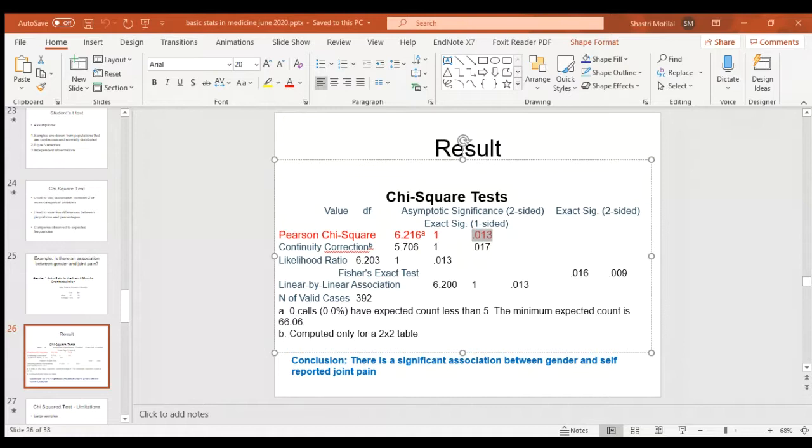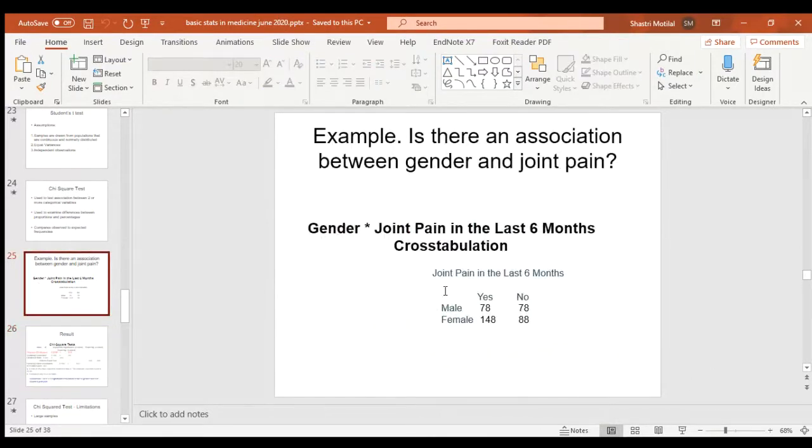We did that a long time ago, about an hour and a half this morning. If the p is less than 0.05, we say it is significant. So in this example, there was a significant association between gender and joint pain. And actually in this example, women were more likely to complain of joint pain compared to men. So this is practically how we would use statistics to answer these kinds of questions.